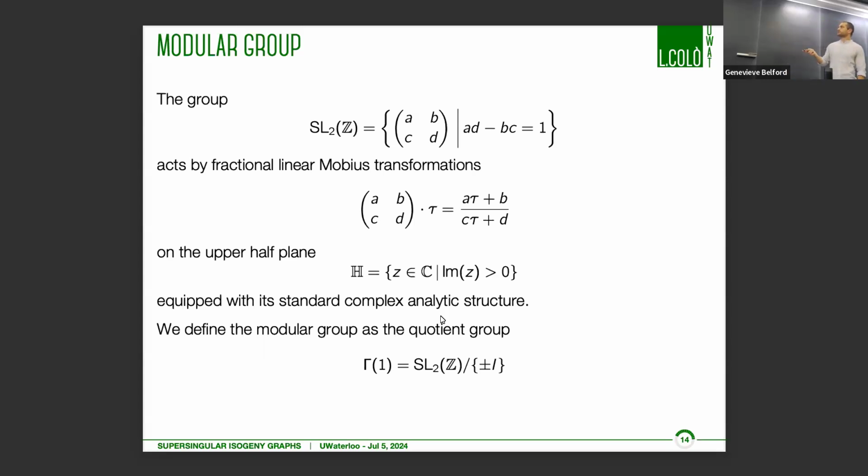And this action here is very interesting because you know that the upper half plane classifies lattices up to homothety. And since you have this bijection between lattices and elliptic curves, this means that the upper half plane also classifies elliptic curves up to isomorphism. So if you're able to study the quotient of the action of SL2(Z) on H, then you might find an object really classifying isomorphism classes of elliptic curves.